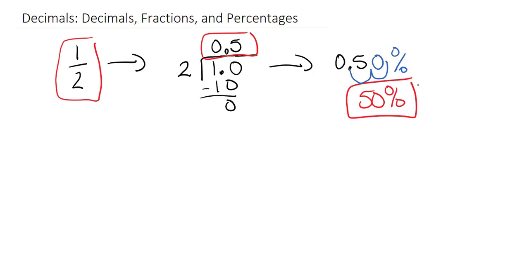And then if we were to go the opposite way, we just move the decimal from percent to get to the decimal. Then to get from the decimal to the fraction, we would put it over 1 and then multiply it by 10 for every decimal place value we have.